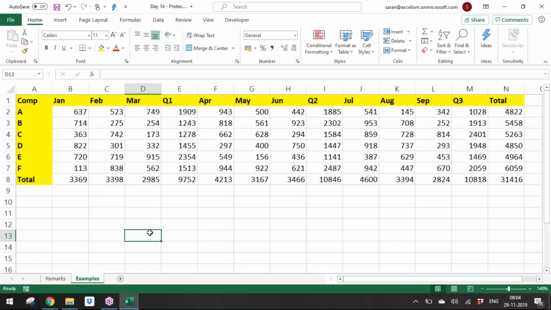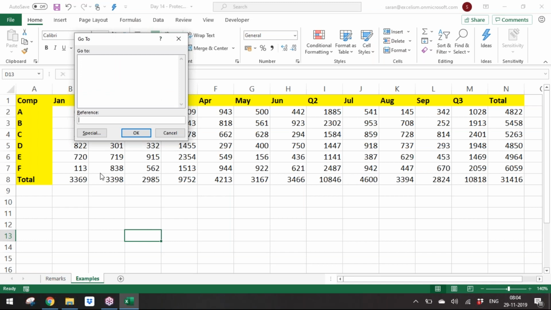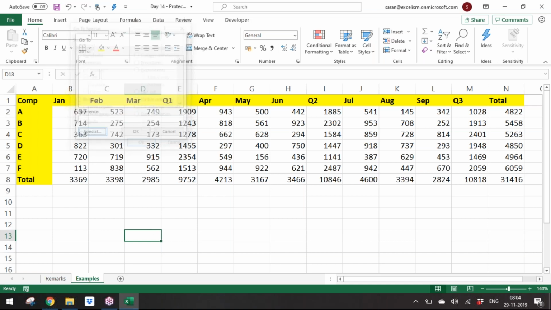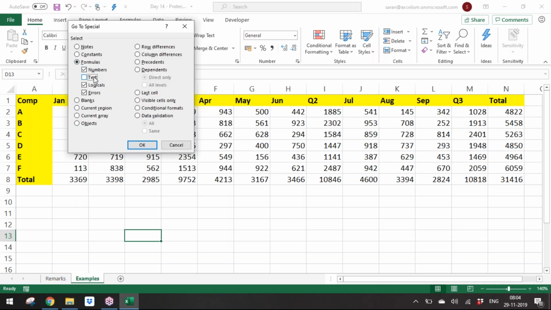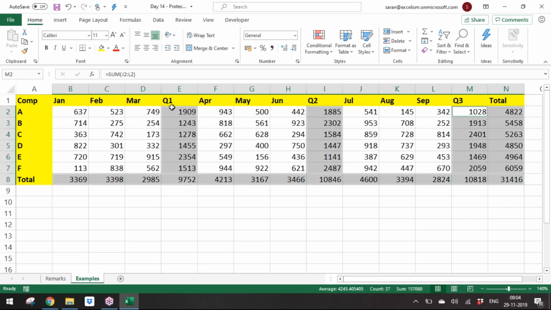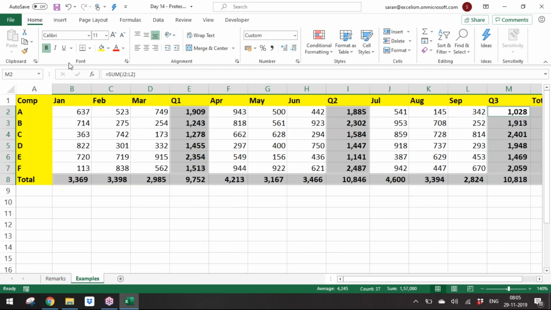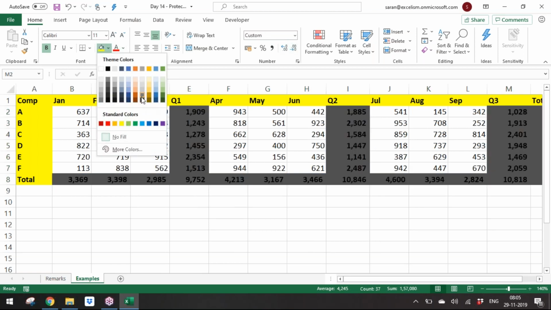Now I want to select only numbers. What I need to do is go to Formulas, only numbers means other than text. See, these are the only numbers. You may be thinking these are also numbers, right? No, those are not numbers. Those are the formulas, but these are the constant numbers. So now let me put this into a different color, maybe like this.